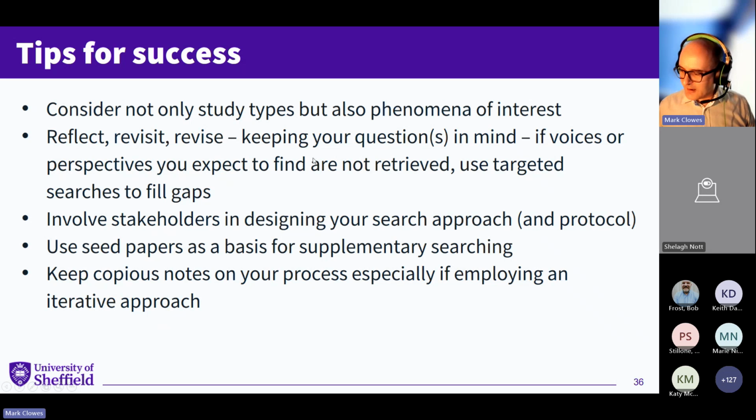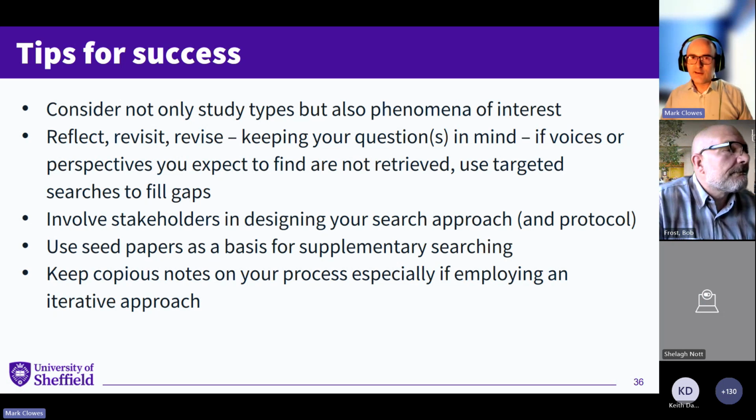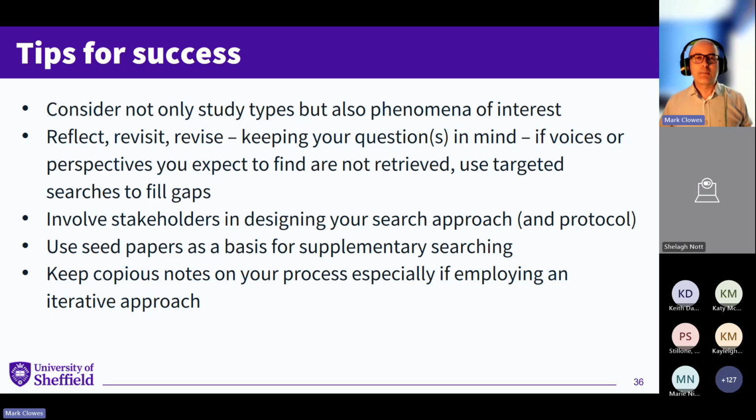Okay, I'm up to my time now, almost. So I'm just going to give you a couple of final tips. So when searching for qualitative evidence, don't just think about the types of study you want, but also the specific phenomena you're interested in, the perspectives, the experiences. Keep reflecting on your search, keep revisiting it and revising it with your questions in mind. And if you're not retrieving particular things that you expected to find, then use targeted searches to fill the gaps.